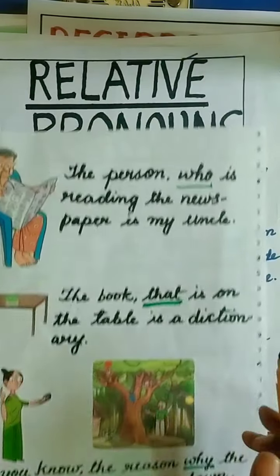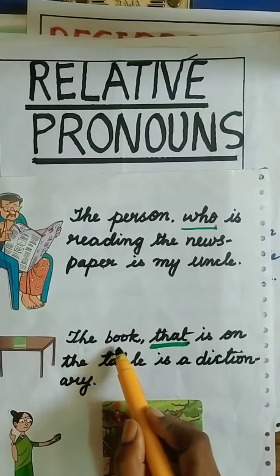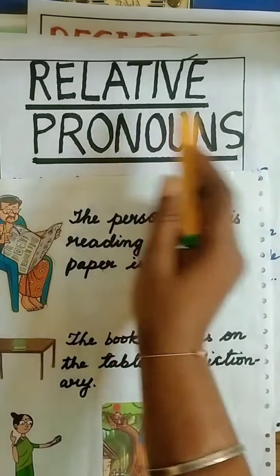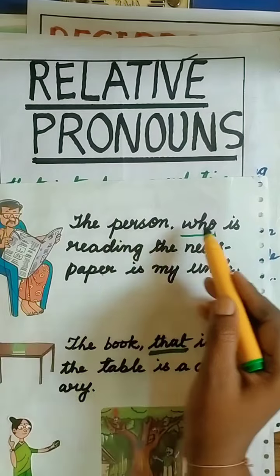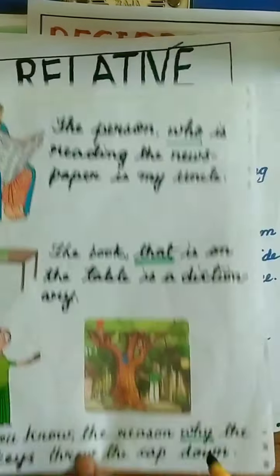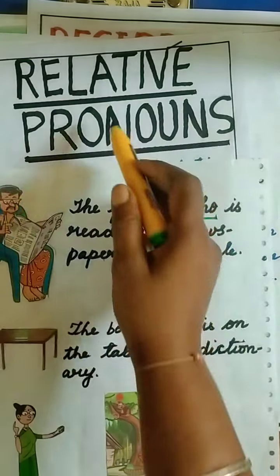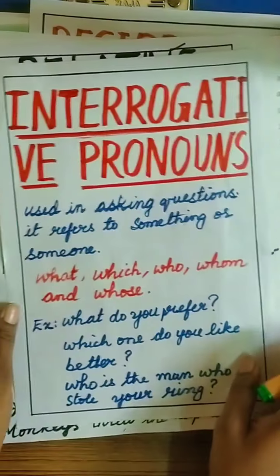So here these words are immediately coming after the nouns. Like the book is a noun and the word that is a relative pronoun which is immediately coming. And the person is a noun, who is the relative pronoun. Reason is the noun and why is the relative pronoun. Is it clear? Okay. Then next we'll go for the other one.